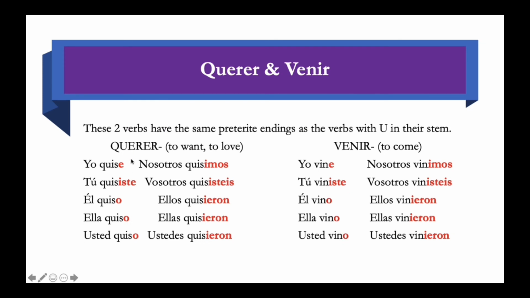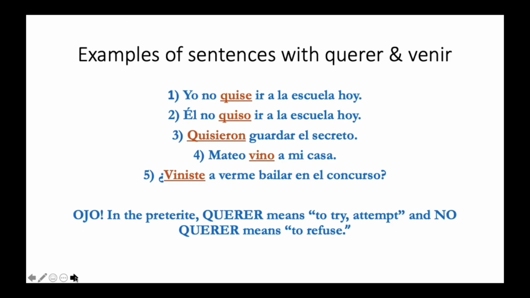And here you'll see querer and venir conjugated. Notice that the E changes to an I in the stem. Examples of sentences with querer and venir.